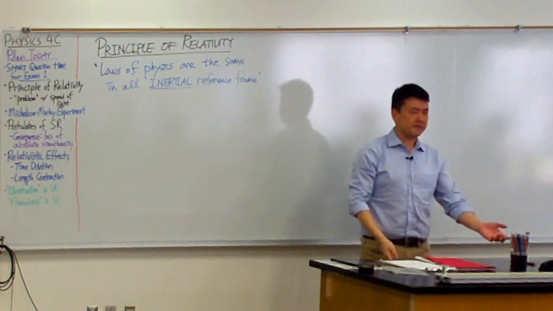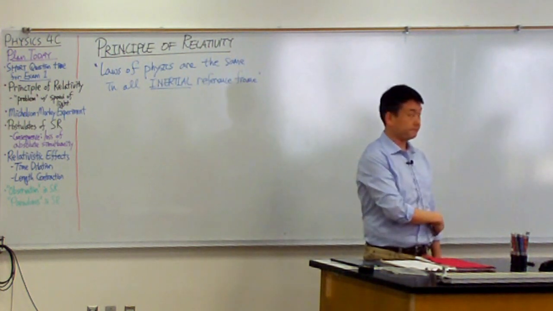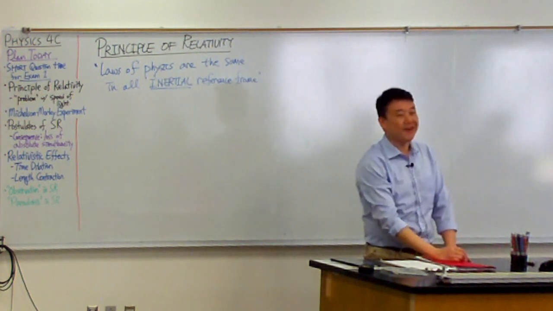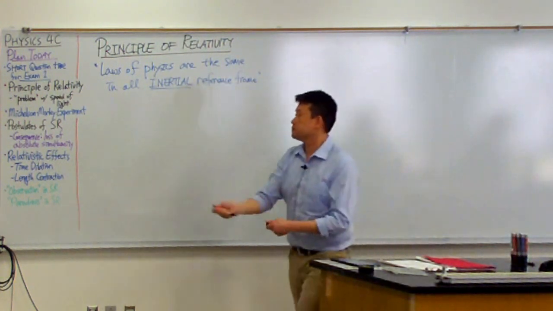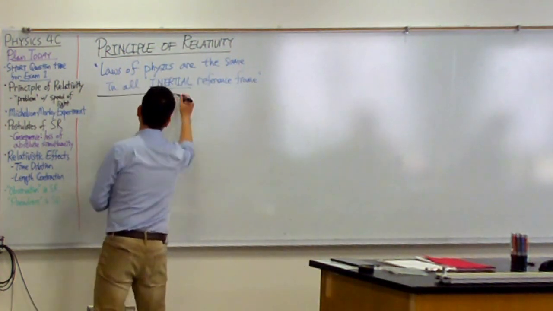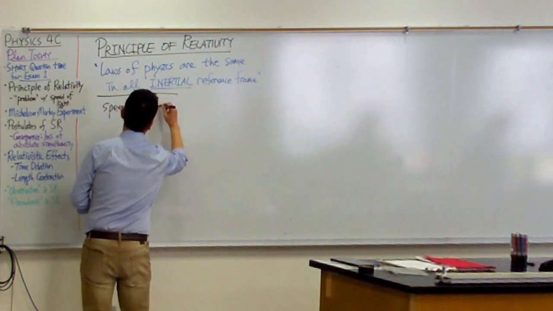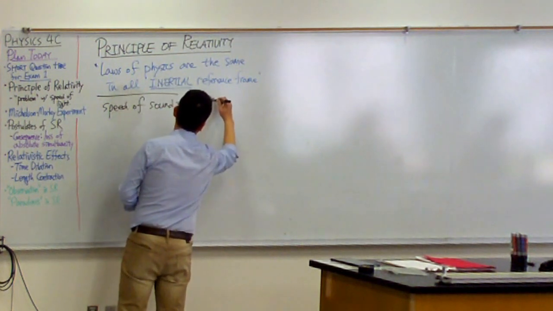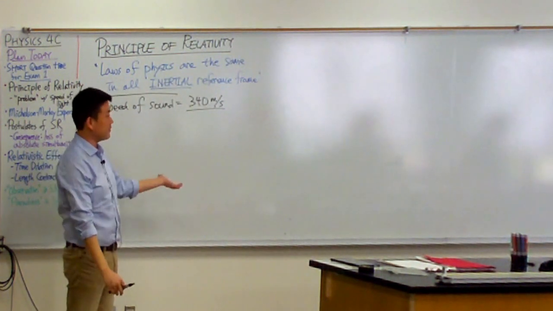Let me start out with the easy example. How fast does sound move? 331 meters per second. Yeah, let me round it down to 340 meters per second. So speed of sound, let me write it down somewhere. Speed of sound, it's about 340 meters per second at room temperature, 1 atmosphere, et cetera, et cetera, et cetera.